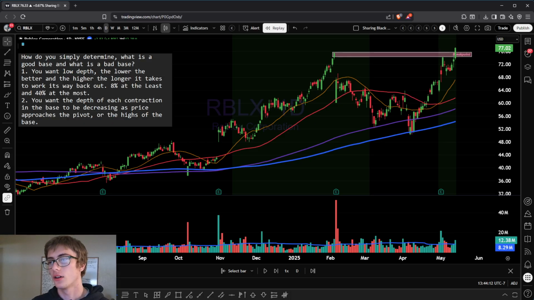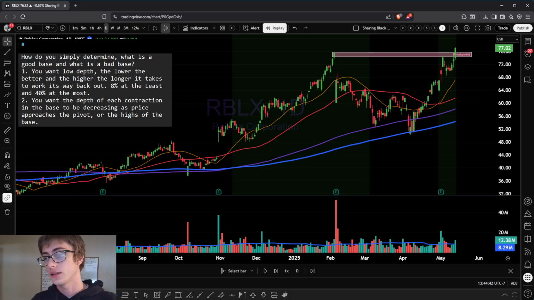So what is a good base? You want low depth, like we were saying. The lower the depth, the better, as in the lower the percentage number. So if your stock moves up 100% in an uptrend and its consolidation only comes back 10%, it shows huge resilience, right?